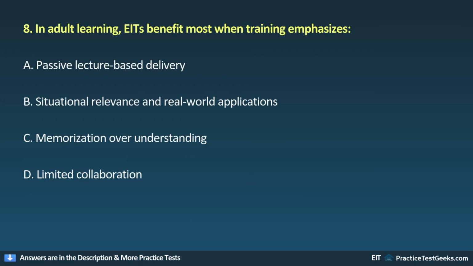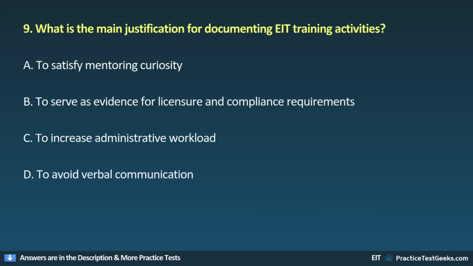8. In adult learning, EITs benefit most when training emphasizes A. Passive lecture-based delivery. B. Situational relevance and real-world applications. C. Memorization over understanding. D. Limited collaboration.